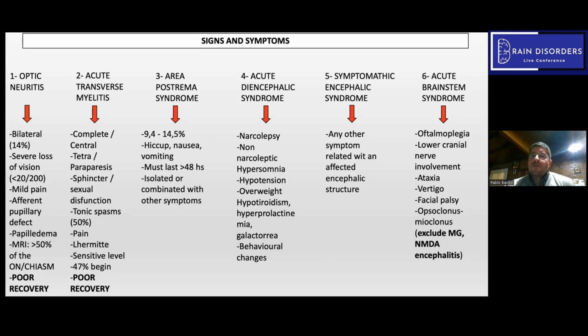And in Acute Brainstem Syndrome, we could have ophthalmoplegia, lower cranial nerve involvement like seventh nerve palsy, ataxia, vertigo, facial palsy, opsoclonus myoclonus, and always when we have opsoclonus myoclonus, we have to exclude NMDA encephalitis, and with ptosis and lower cranial nerve involvement, we have to exclude myasthenia gravis. Next, please.